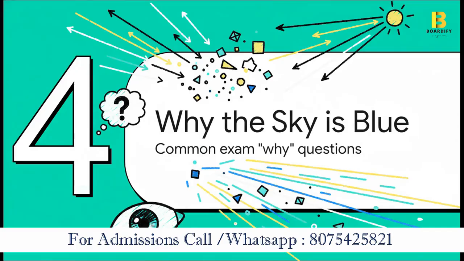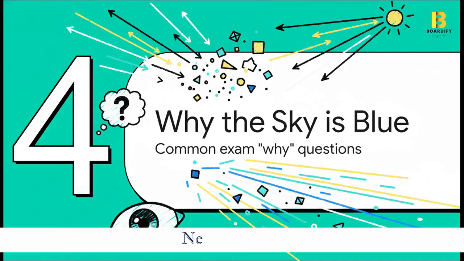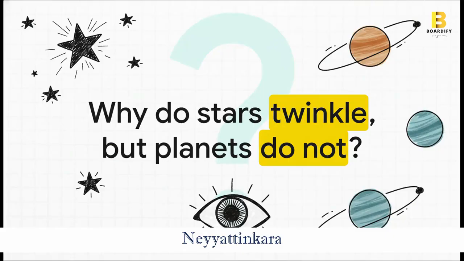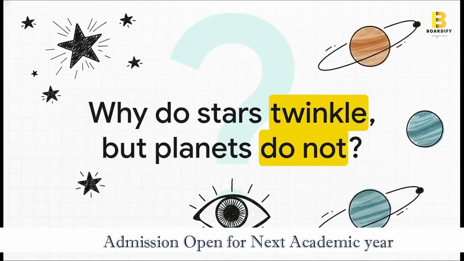Awesome! Now let's use what we've learned to answer some of those classic why questions that always seem to pop up on the exam. You know exactly the ones I'm talking about. Here's a big one. You look up at the night sky, and you've definitely noticed it. Some lights flicker and twinkle, while others are just a steady glow. Why is that? What's the deal with stars and planets?